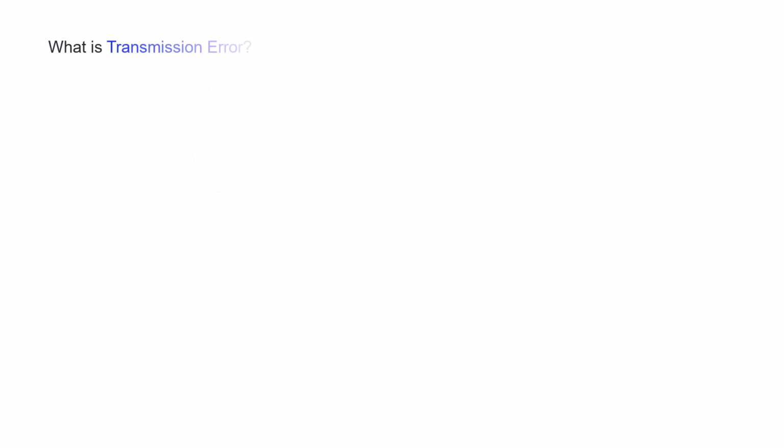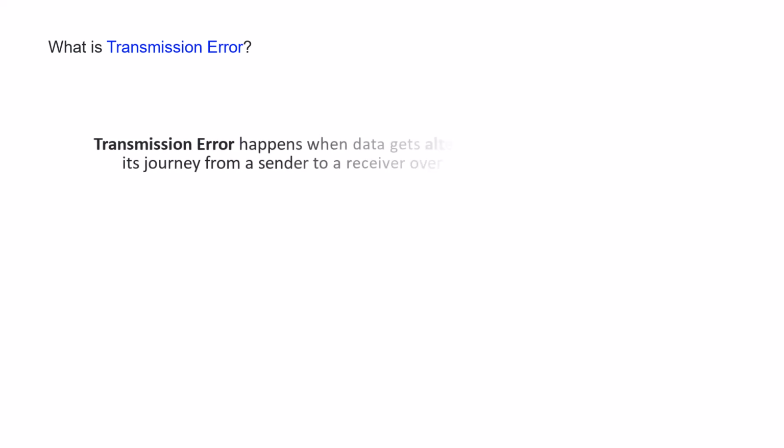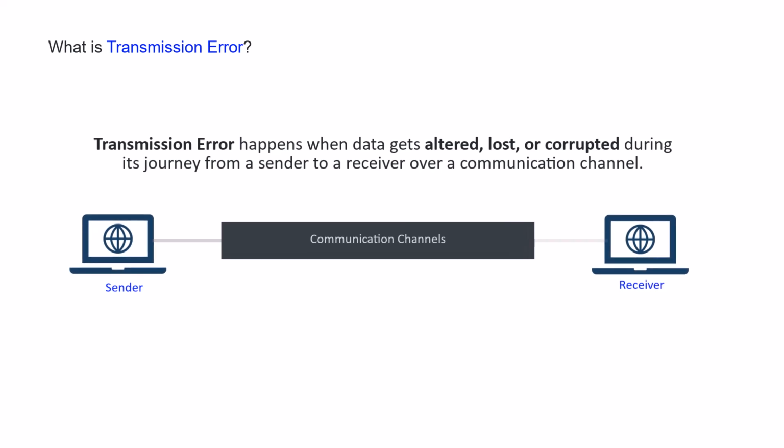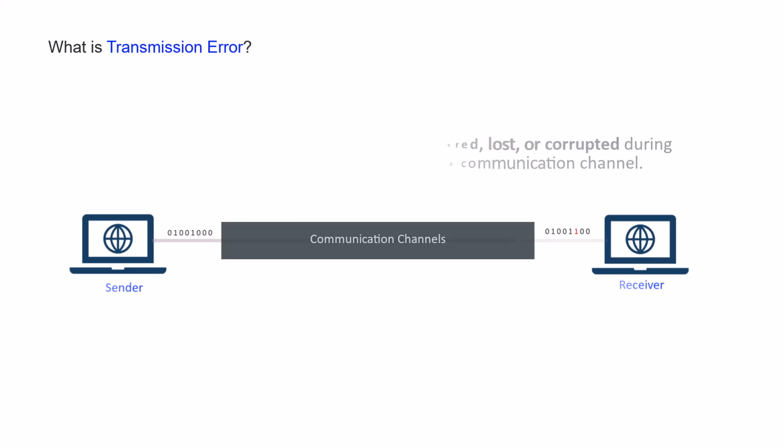Before we start this video, let's understand some basic terms. What is transmission error? Transmission error happens when data gets altered, lost, or corrupted during its journey from a sender to a receiver over a communication channel. For example, here the sender sends data via a communication channel. At the receiver end, the data was received, but there is an error.